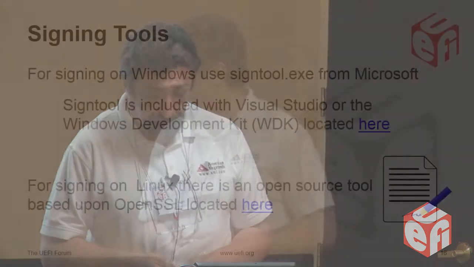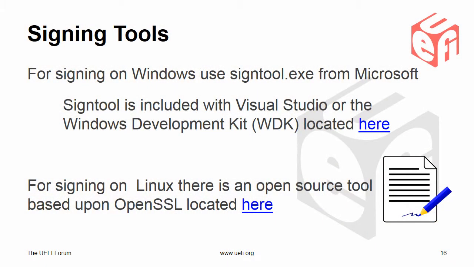Now, the process of signing the manufacturing application can be done in Windows, in Linux, or in any other environment supporting signing processes. In Windows, you can use SignTool, a tool that Microsoft provides as part of the WDK. In Linux, we have other signing tools that are based on OpenSSL.